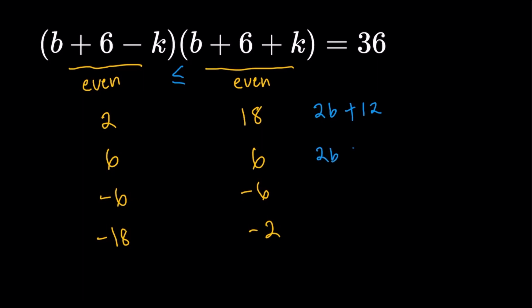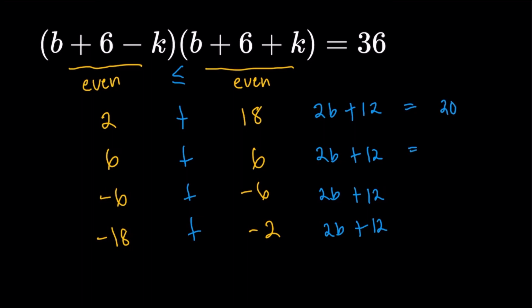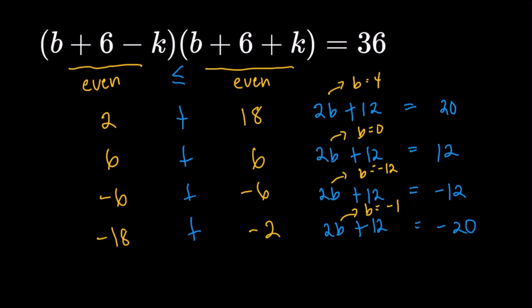Since the sum of the factors is just 2b plus 12, it would be very nice for us to simply add the two factors and then solve for b, because b is the value that we want. The first case, 2 and 18, add up to 20. Second case, they add up to 12. Third case, they add up to negative 12. Fourth case, they add up to negative 20. I could just solve for b in the four equations. In the first one, I'll get b equals 4. Second one, b equals 0. Third one, b equals negative 12. And the fourth one, b equals negative 16.